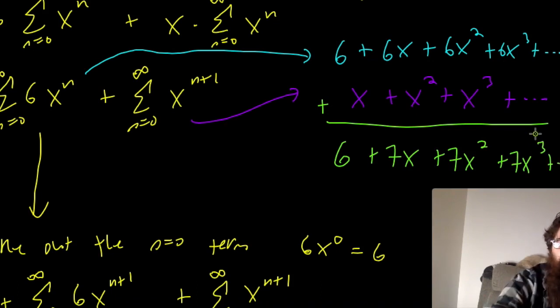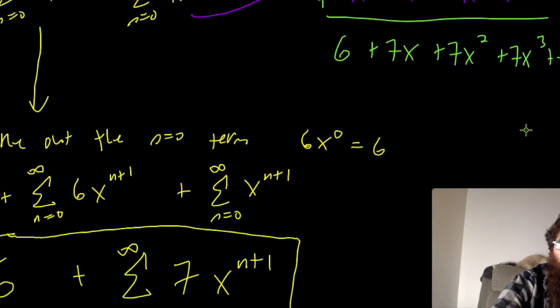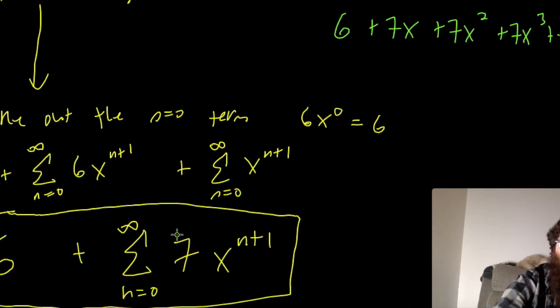So now we can see this in a bit of a different way. I have this 6 that's by itself, because everything else has a coefficient of 7. And then I can write the rest of it as the sum starting at n equals 0 to infinity of 7 times x to the n plus 1, since I want to start it as x to the first. And this, I think, is a great way to write this. It looks really nice.